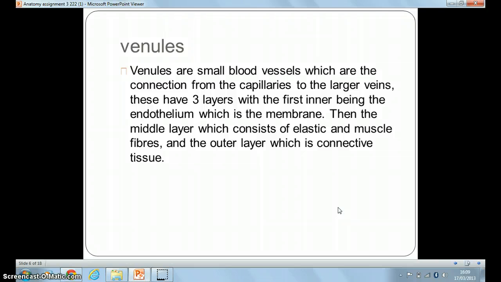Venules. Venules are the small blood vessels which are the connection from the capillaries to the larger veins. These are 3 layers, with the first inner being the endothelium, which is the membrane, then the middle layer, which consists of elastic and muscle fibers, and the outer layer, which is connective tissue.